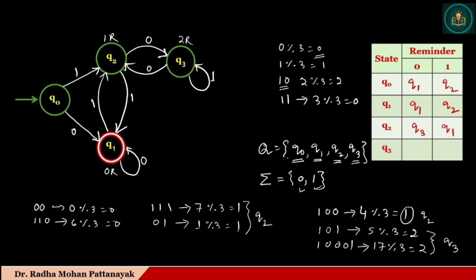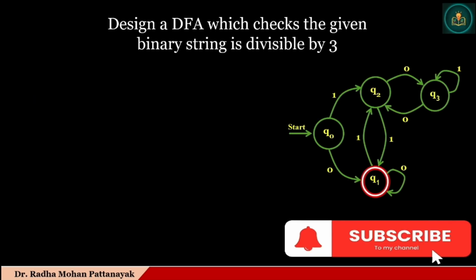Then reading 0 on Q3 moves to Q2, and reading 1 on Q3 stays at the same state, Q3. Clear? In this figure, Q1 is our final state, hence we round it with the double circle, and Q0 is our initial state. So in this lecture, I discussed how to design the DFA diagram to check whether the given binary string is divisible by 3 or not. I hope everybody understood.